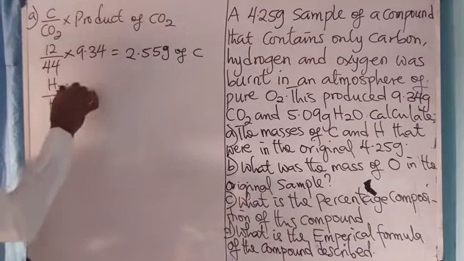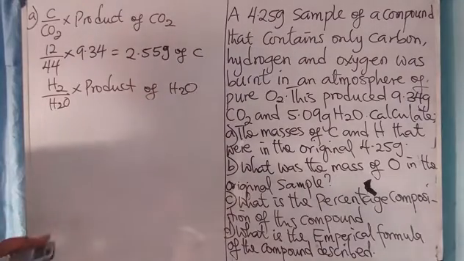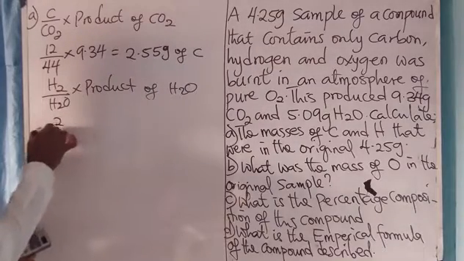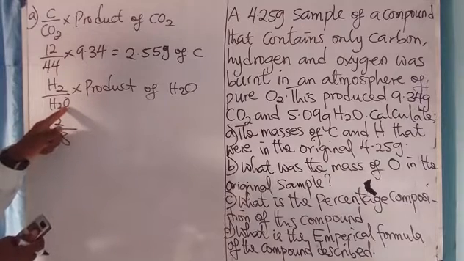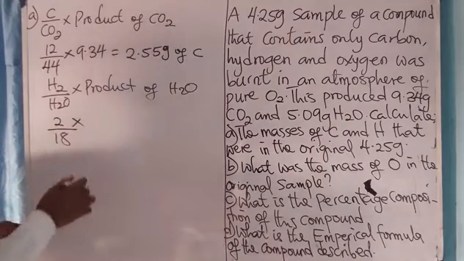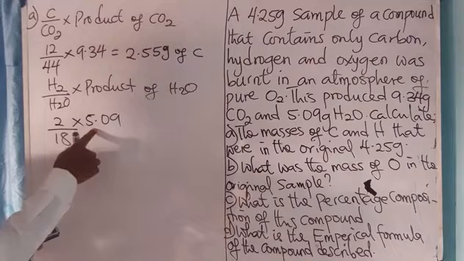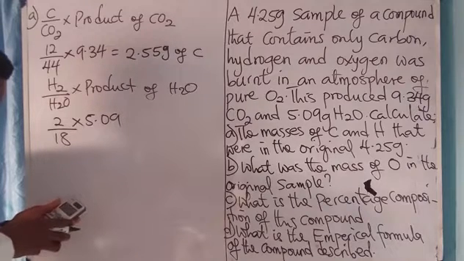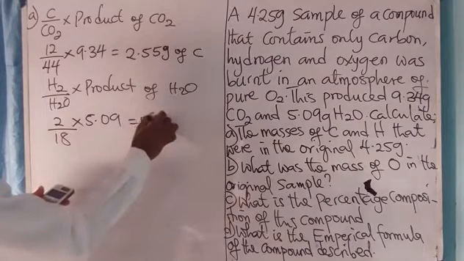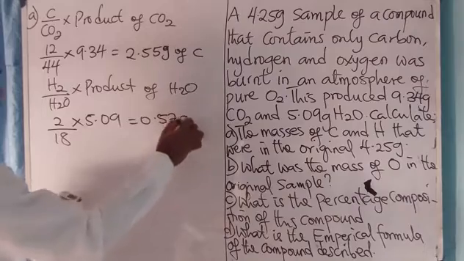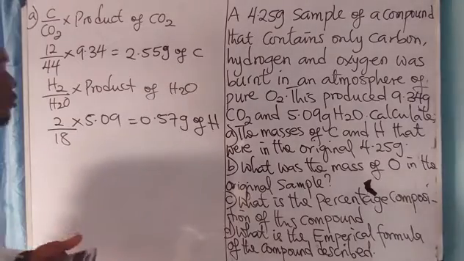So it means hydrogen is the atomic element. So water, times the product of water. You have 2 over 18. It is 18 because 2 plus 16, oxygen is 16, so 16 plus 2 is 18. Times the product, which is 5.09. 2 times this is 10.18. So 10.18 divided by 18 equals 0.57 gram of hydrogen.